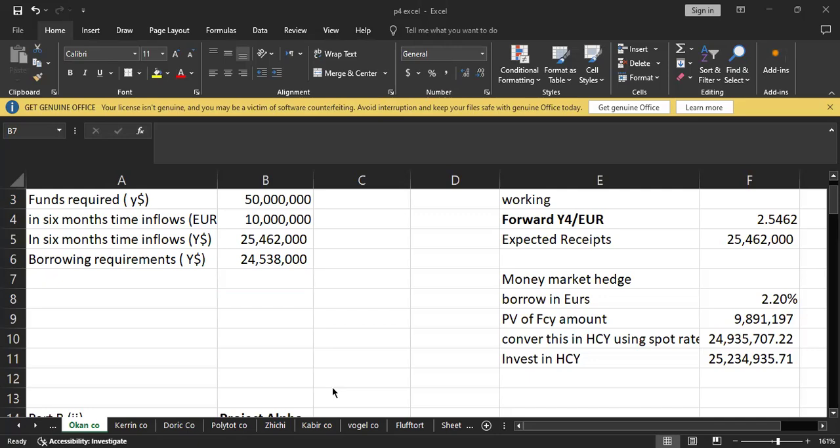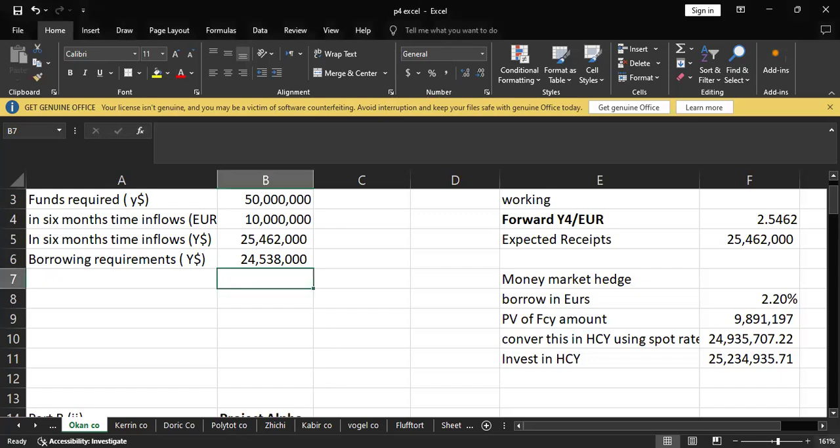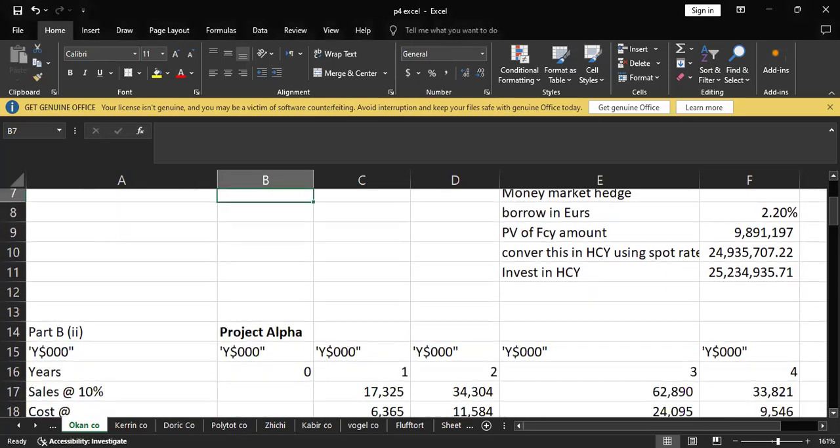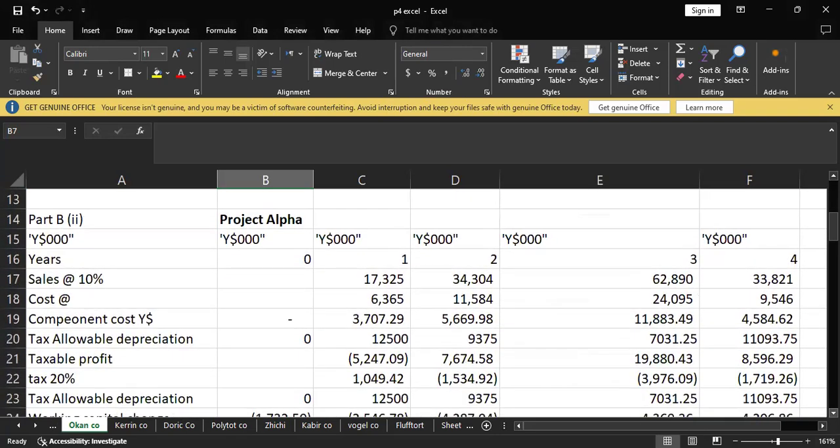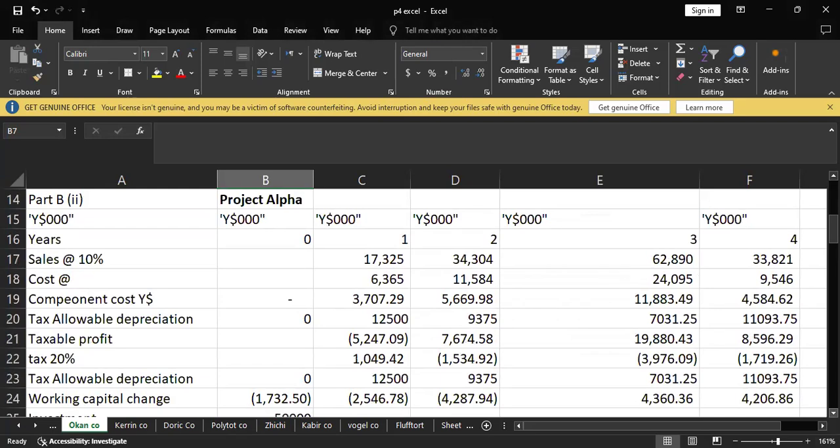Okay, now. The second part was we had to compute the base case NPV of the project Alpha. What we had to do, guys? We had to compute the base case NPV. Now see what is going to happen for the project Alpha.